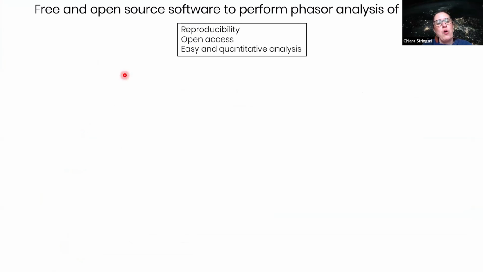And I just want to go on the main goals, focus on the main goals of why we're doing open source software. Actually, we want to do open source software, especially for FLIM, to have reproducibility and open access for everyone and to make easy and quantitative analysis.